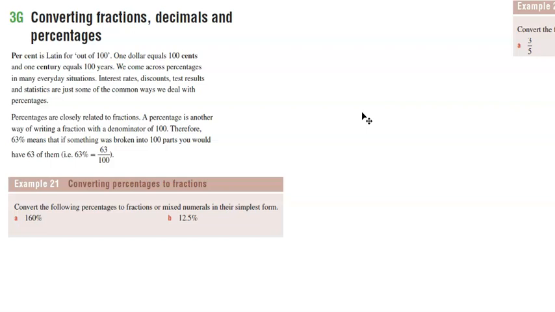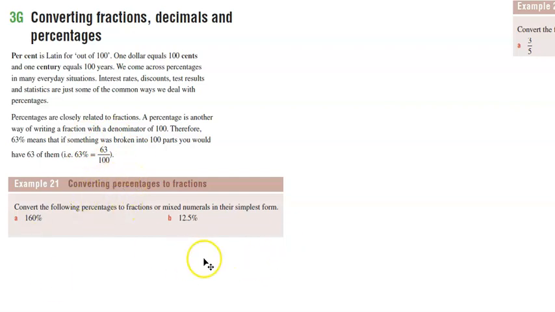So percentages are closely related to fractions. They have the closest association with each other. A percentage is another way of writing a fraction with a denominator of 100. So therefore, you can say that 63% means that if something was broken into 100 parts, you would have 63 of them. So 63%, another way of writing this, is 63 over 100.